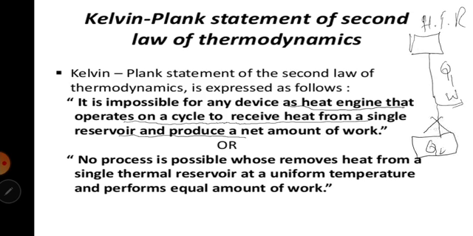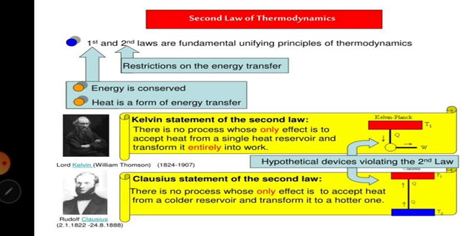Q2, without rejecting heat. No process is possible which removes heat from a single thermal reservoir at a uniform temperature and performs an equal amount of work. Heat cannot be converted completely into work. The second law is a restriction on energy transfer. First law: energy is conserved, heat is a form of energy transfer. Kelvin statement: there is no process whose only effect is to accept heat from a single heat reservoir and transform it entirely into work. No heat engine operates continuously in a cyclic process.